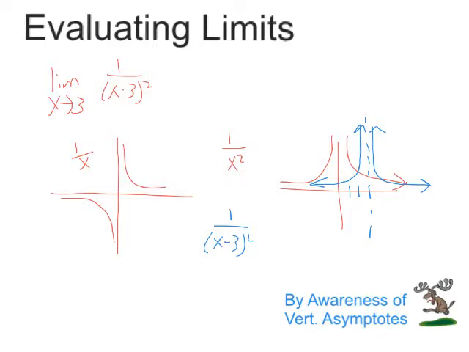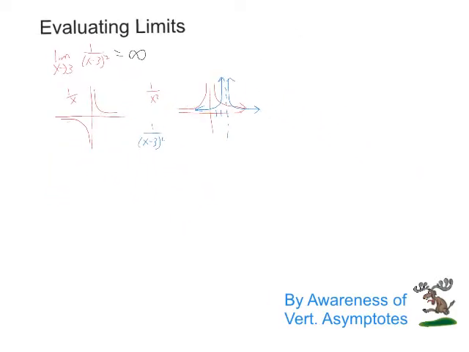And that awareness of the vertical asymptote allows us to think about what is going on graphically. As we approach from the left, we are going to go up to infinity, and if we approach from the right, we're going to go up to infinity. So since the left and the right both go to infinity, we know that this approaches infinity. So that's one that we can do just by being aware of vertical asymptotes. Let's take a look at another example.